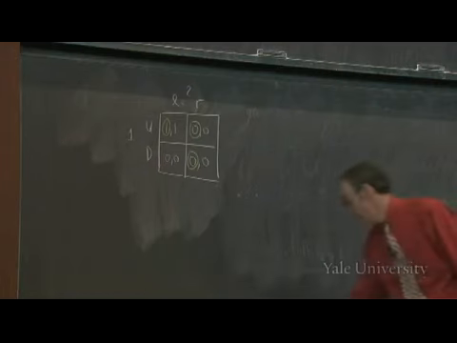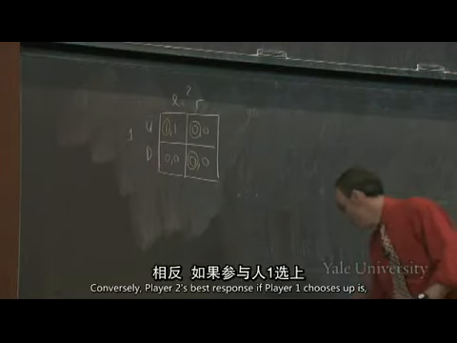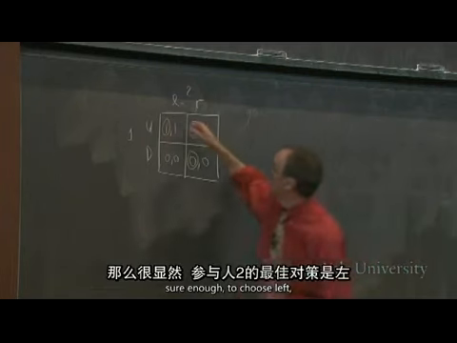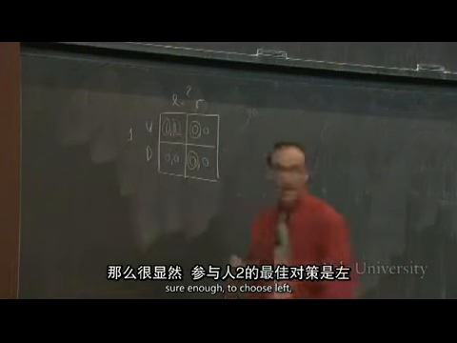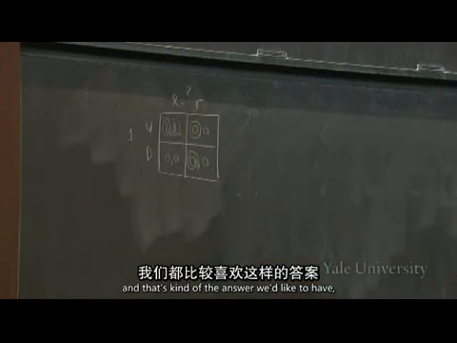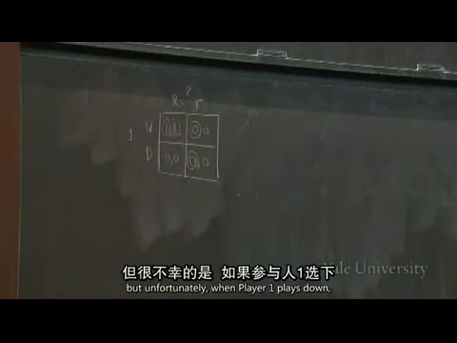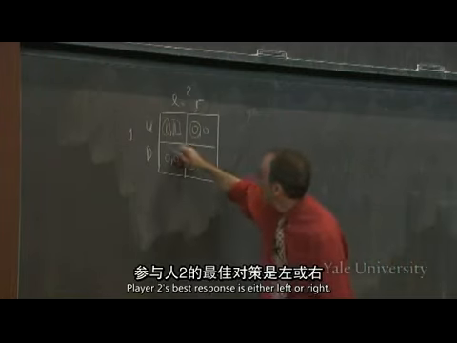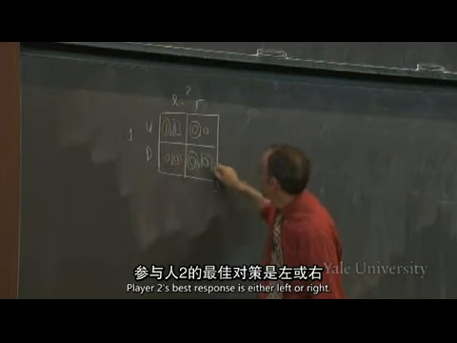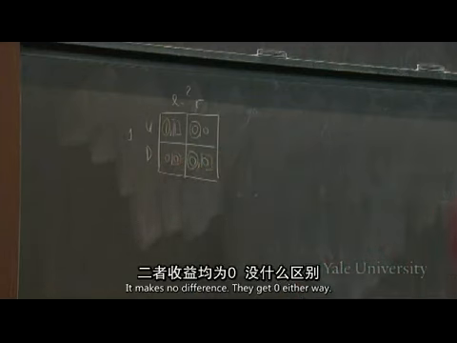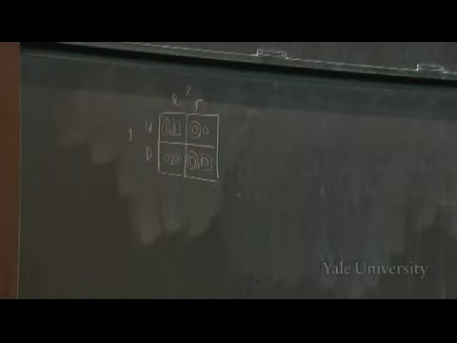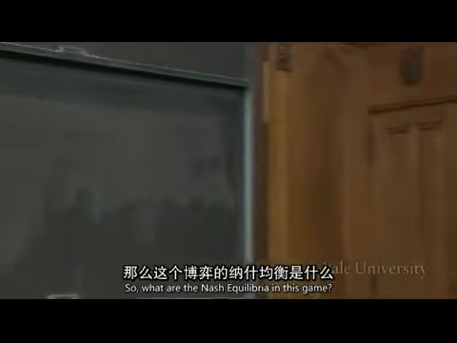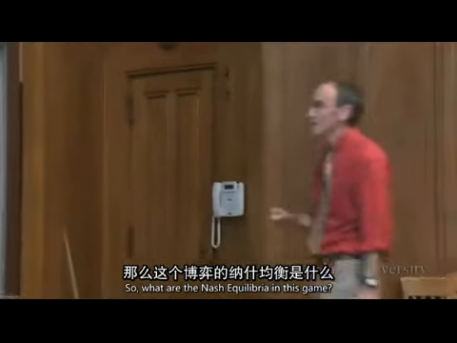All right? And conversely, player 2's best response, if player 1 chooses up, is sure enough to choose left. And that's kind of the answer we'd like to have. But unfortunately, when player 1 plays down, player 2's best response is either left or right. It makes no difference. They get 0 either way. All right? Okay. So what are the Nash equilibria in this game?